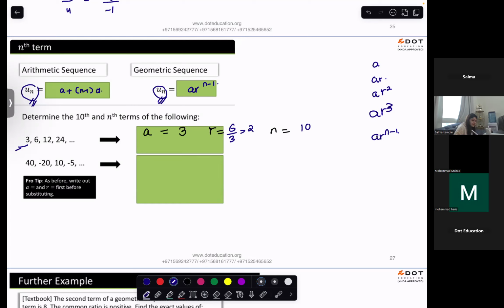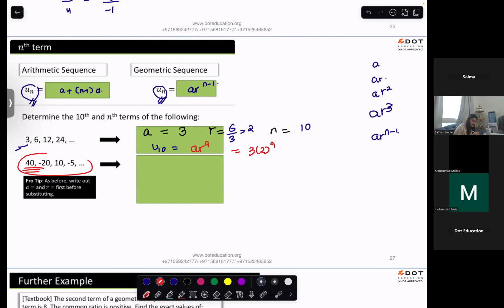Can I find my U10? It's going to be 3 into 2 to the power of 10 minus 1, which is 3 times 2 to the 9. Okay. Can you give me the 10th term and the nth term?